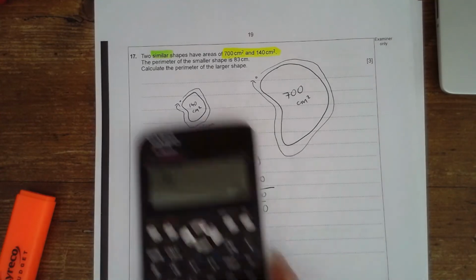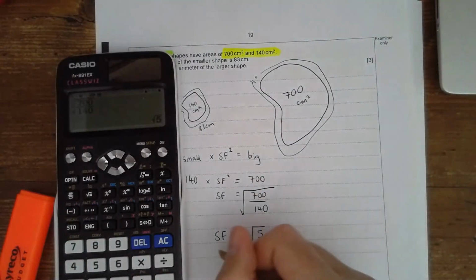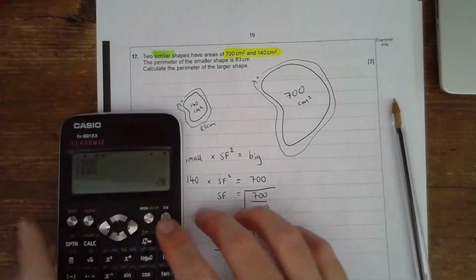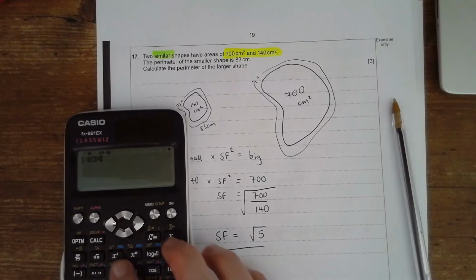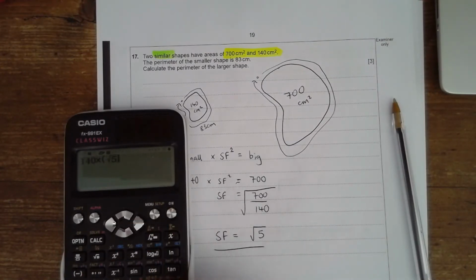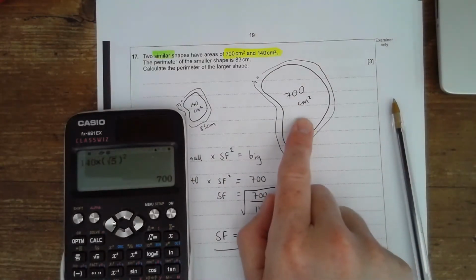So I find out the scale factor is a really nasty thing. You can see why this is on a calculator paper. It's root 5. Now, if I'm finding the areas, if I do 140 times the square root of 5, put that in a bracket, squared, that will tell me what the large area is. That tells me that that is 700.